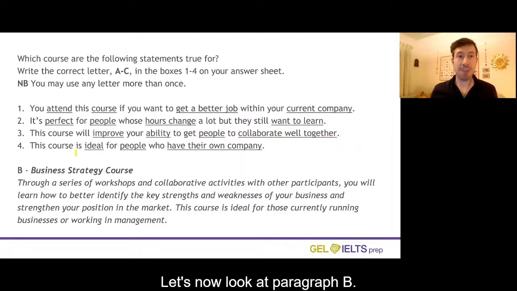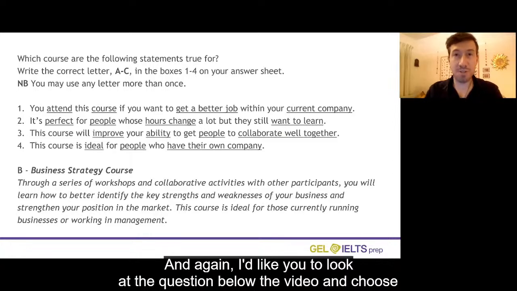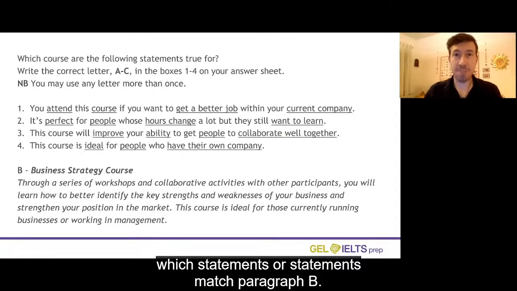Let's now look at paragraph B. And again, I'd like you to look at the question below the video and choose which statement or statements match to paragraph B.